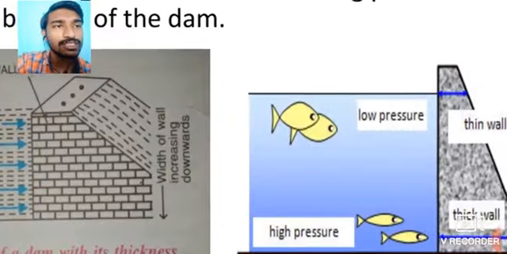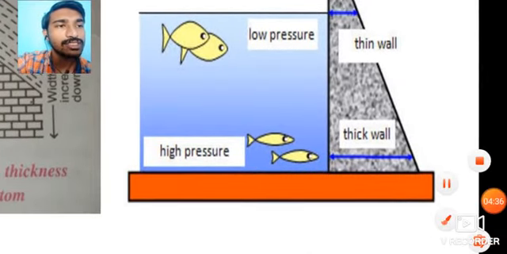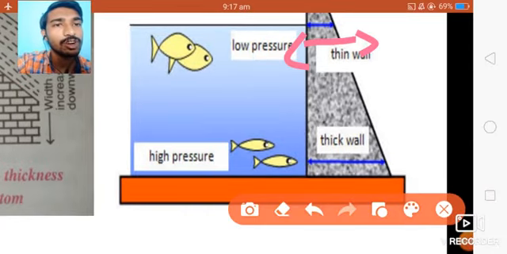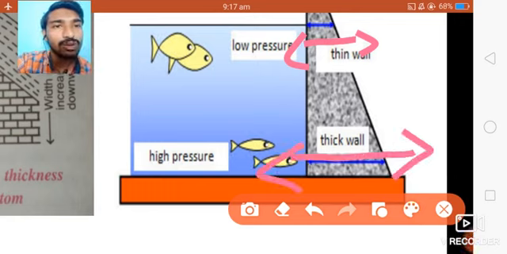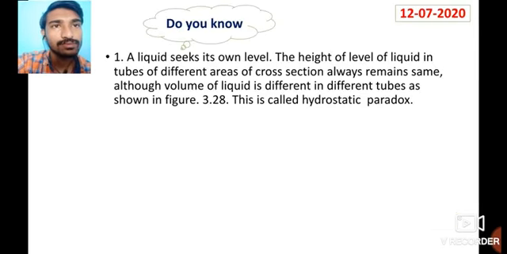So here you can see in this figure. If this is a dam, you can see here the walls will be very thin at the top, but the walls will be very thick at the bottom. Why it is very thick at the bottom means because the bottom has got a very high pressure. To have the capacity of that high pressure, the walls are built very thick.